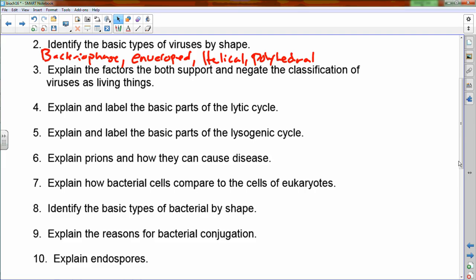All right, number 4, you should be able to explain and label the basic parts of the lytic cycle. Remember, the lytic cycle is the most simple one. The virus attaches, gets its genetic material inside the cell, makes the cell make copies, they erupt from the cell and infect other ones. You should write that down. Or I can repeat it slower.